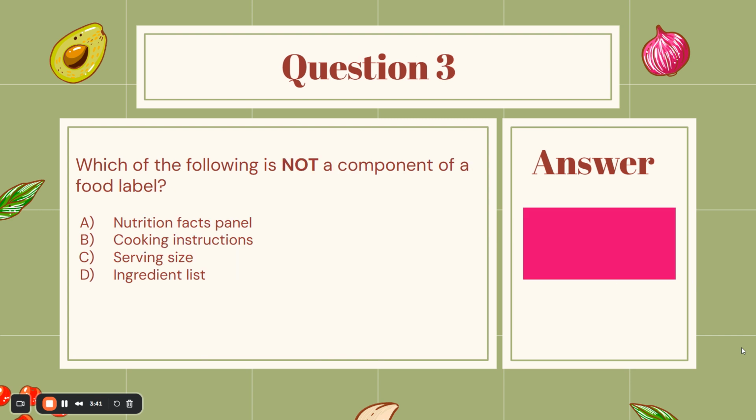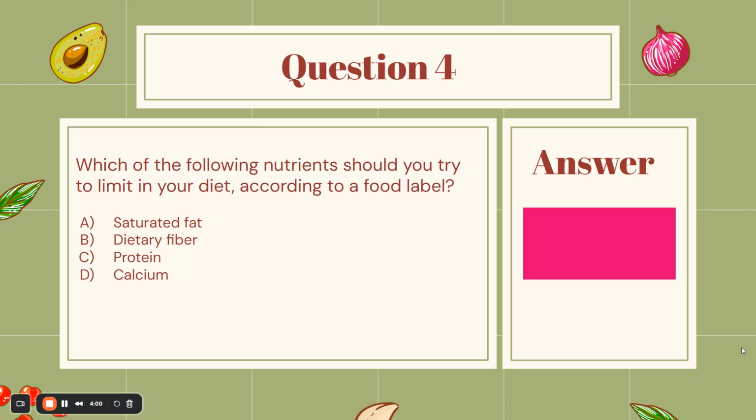Question 3. Which of the following is not a component of a food label? Is it A. A nutrition facts panel, B. Cooking instructions, C. The serving size, or D. The ingredient list? The answer to this one is B.